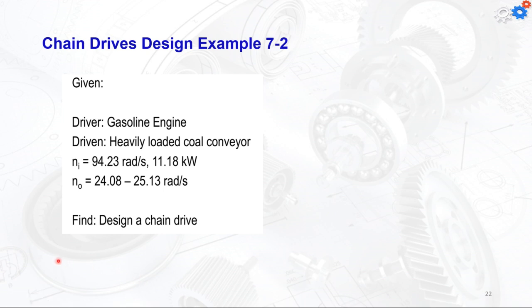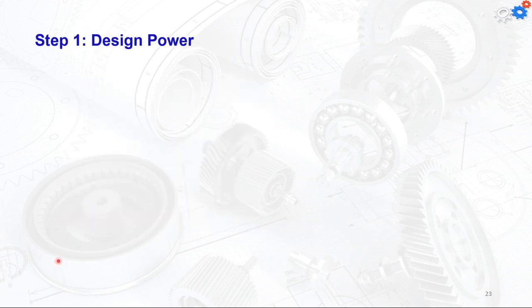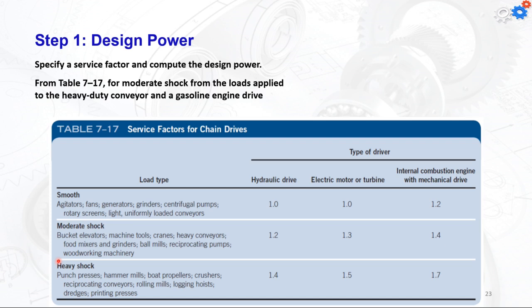So we start with the calculation. First, we're going to go to the step to find the design power. So specify the service factor and compute the design power. And that's what we can do from table 17-7. So we go to 17-7 and we're going to choose what we have. So first we have the critical motor or turbine. No, we have internal combustion engine, because it's given to us as an engine. So that will be the engine we're looking at.